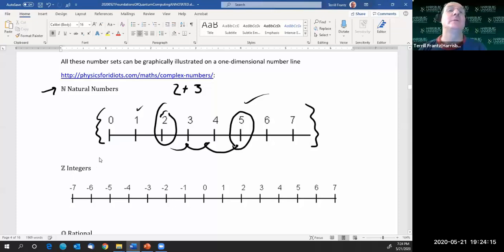Now, when we moved into integers, Z, again, I question that. But when we started needing negative numbers, we now went to, okay, 2 minus 3. So we go here, 1, 2, 3, and we got negative numbers.